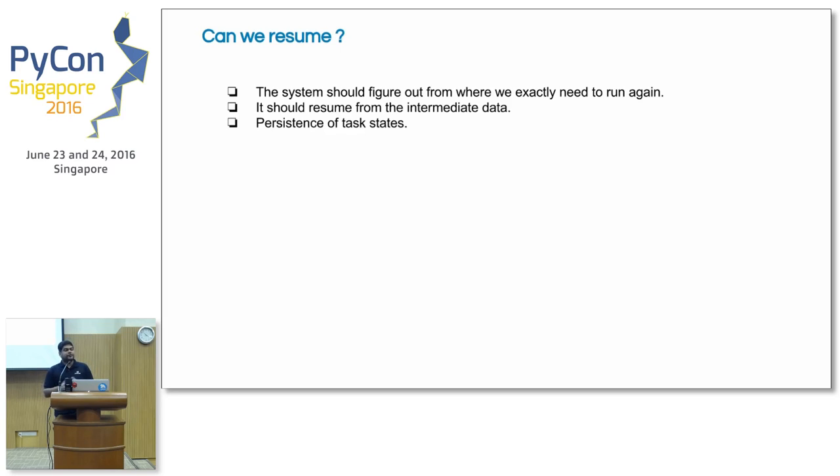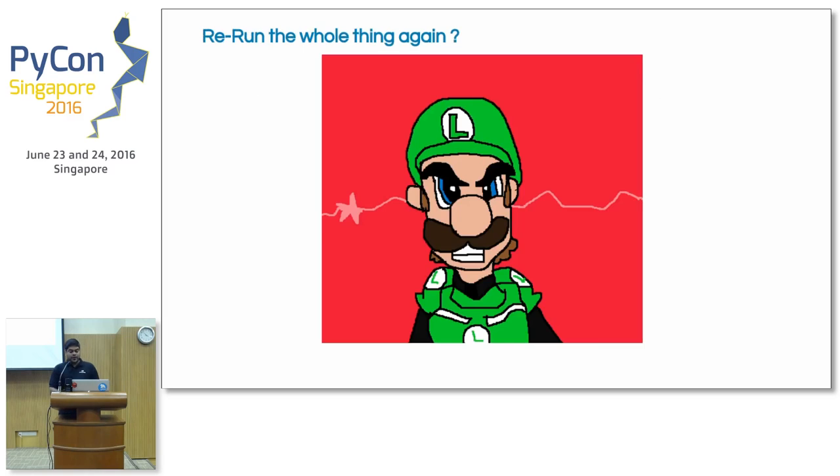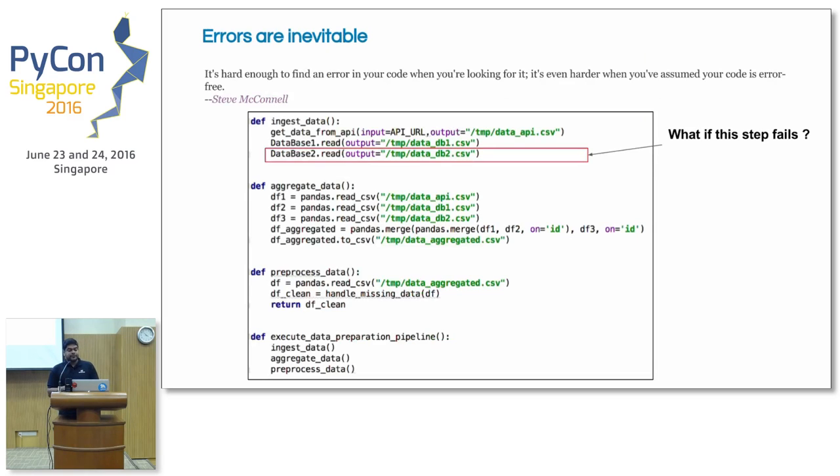So this calls for something called persistence of task state. We need to persist some of the states. Like, we already have the steps that we are storing as a CSV file, so we can imagine those as steps for each and every task.